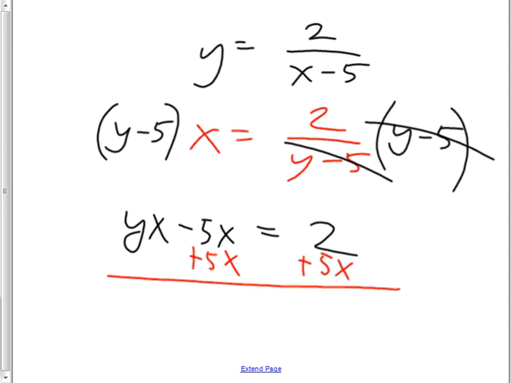Why am I doing that? Because I'm trying to get the y alone. And it had a bunch of things next to it. I would think of it this way. That's what I'm trying to get alone. So I want to get rid of that part.